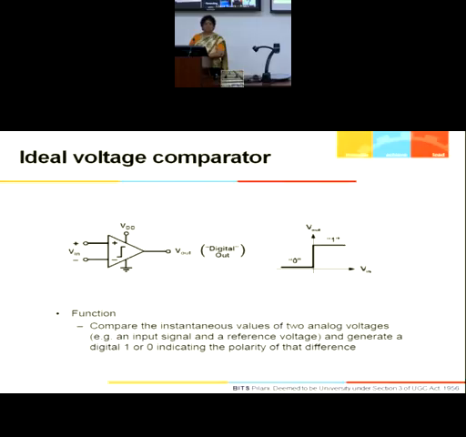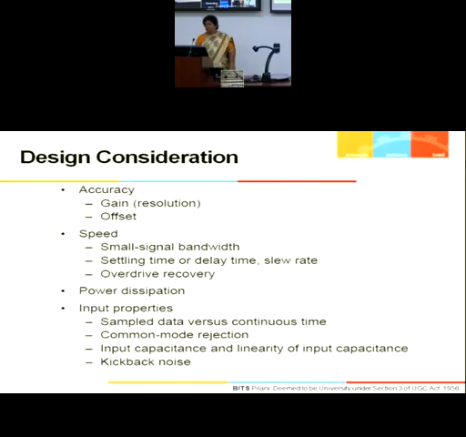So I am trying to get a kind of digital output. It compares two instantaneous values of two analog voltages and produces a digital output. This is the operation or the requirement from a comparator. Normally we look at the accuracy of the comparison operation, the speed with which it does the comparison, how much power it dissipates, and some of the input properties like noise rejection ability, common mode rejection ratio, input capacitance, linearity. All these things also play a role in the design.